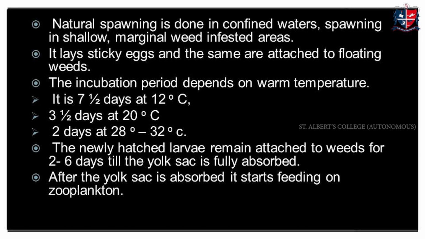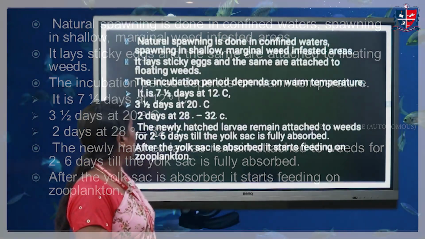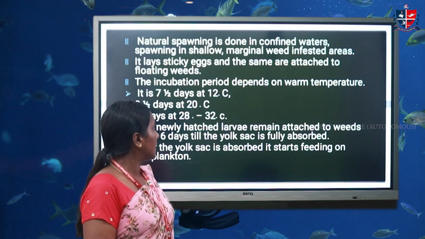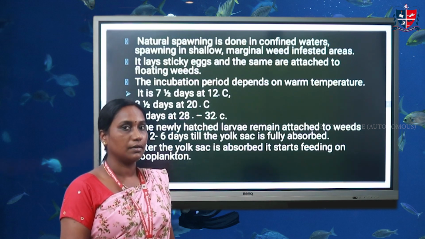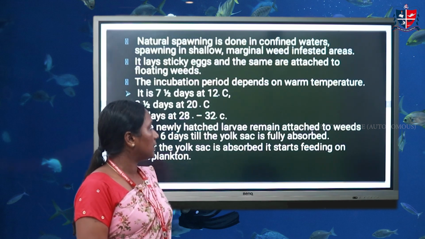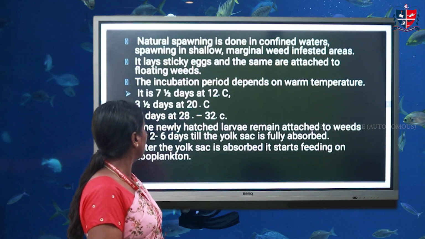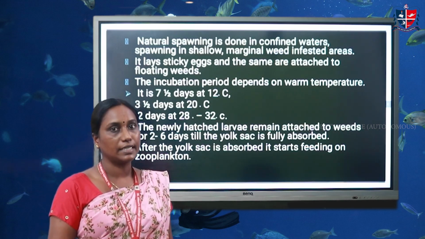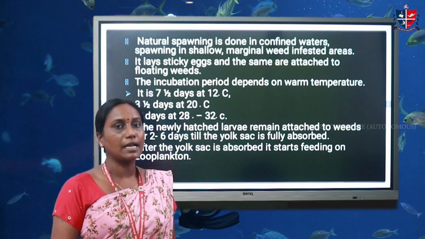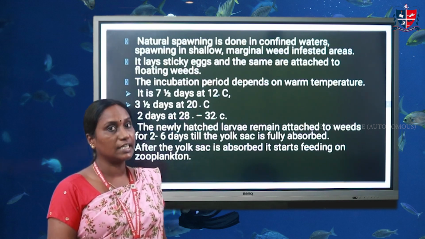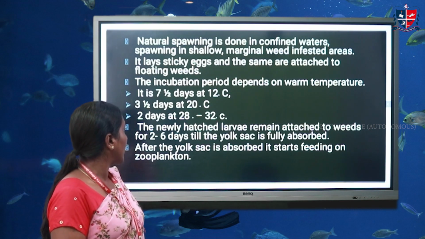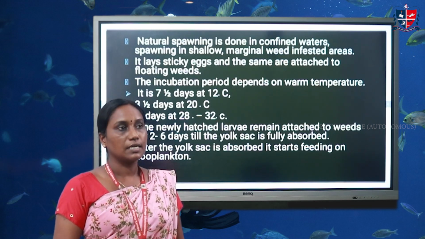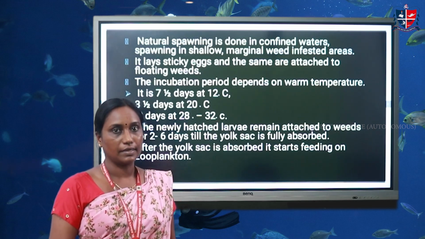Its natural spawning is done in confined waters, in shallow, marginal, weed-infested areas. It lays sticky eggs and they are attached to the weeds in the ponds. The incubation period depends on warm temperature. It is 7.5 days at 12 degrees centigrade, and it takes 3.5 days at 20 degrees centigrade. But it takes 2 days at 28 to 32 degrees centigrade. When the temperature increases, hatching happens earlier.